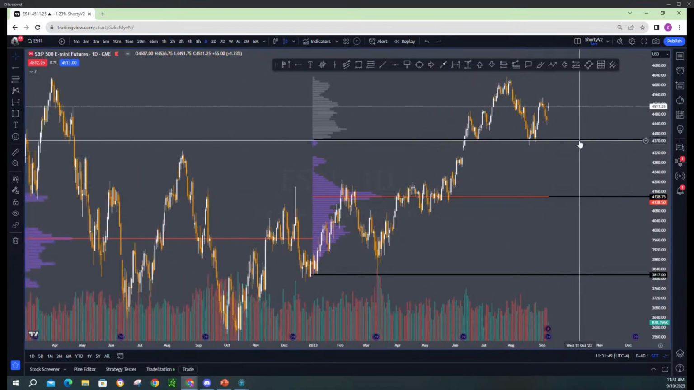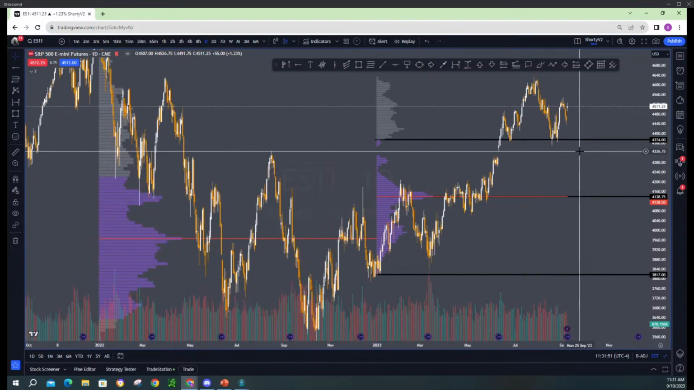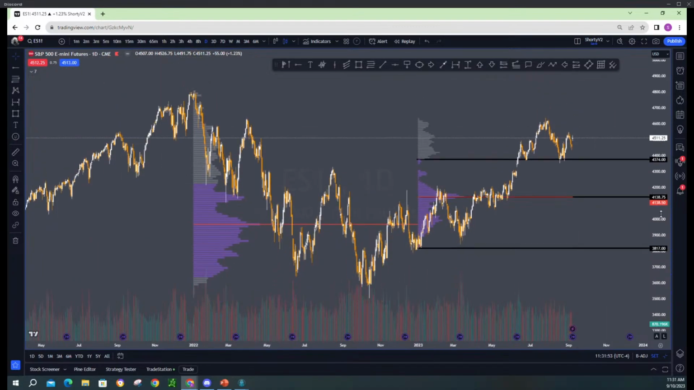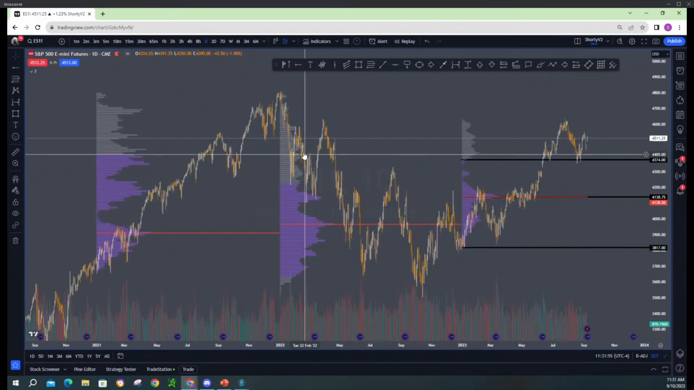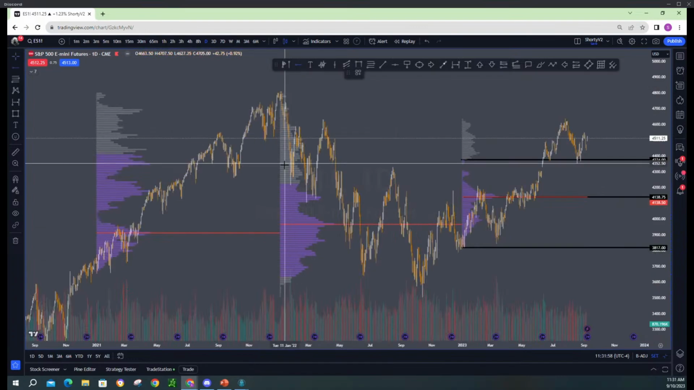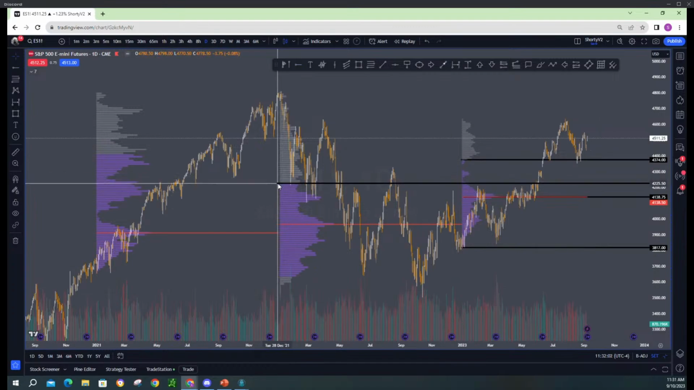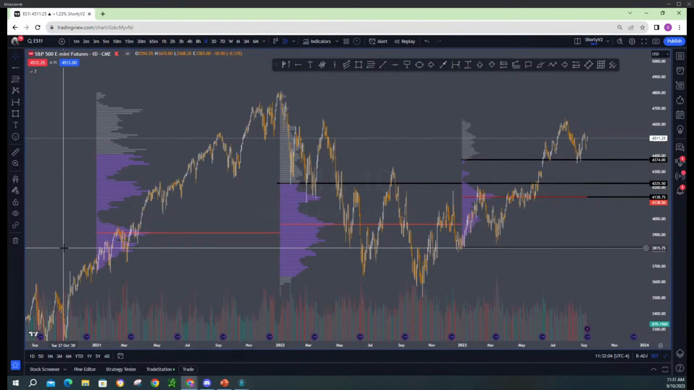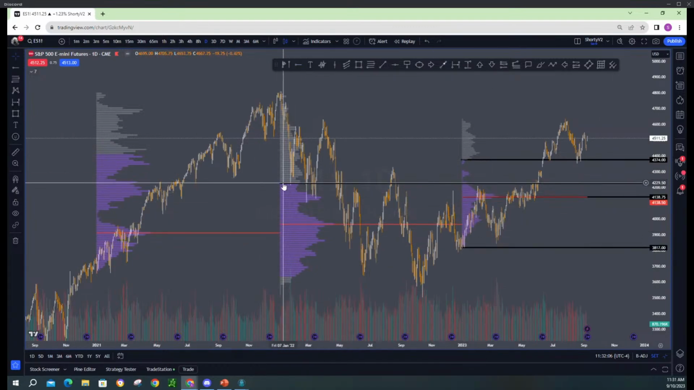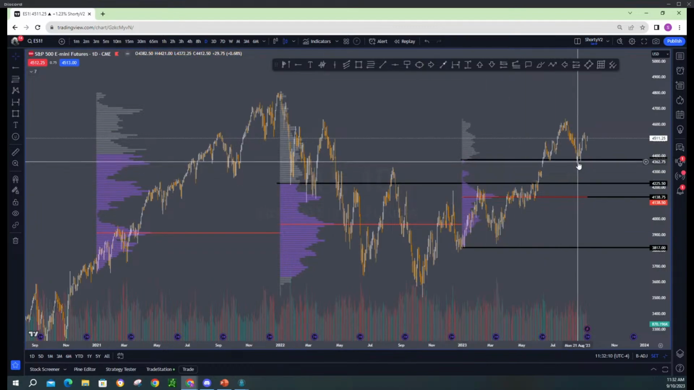If they're able to crack this, what happens? What do you guys think happens? Going to the POC. Into POC. No, it was a trick question. Your prior year value area high is the first level you're looking at, because this is the level that's been completed. This level here is developing, right?